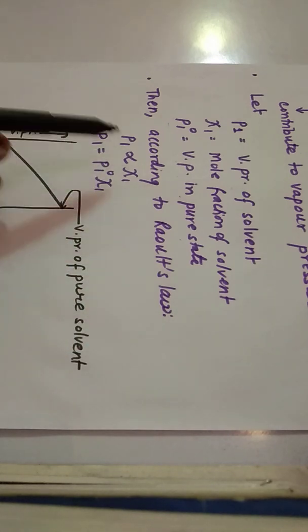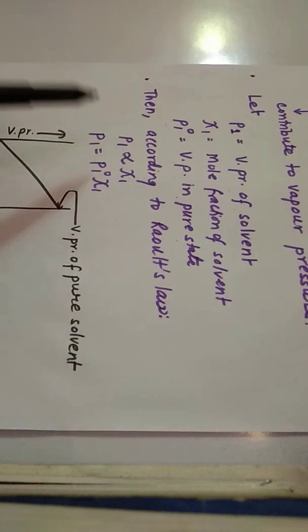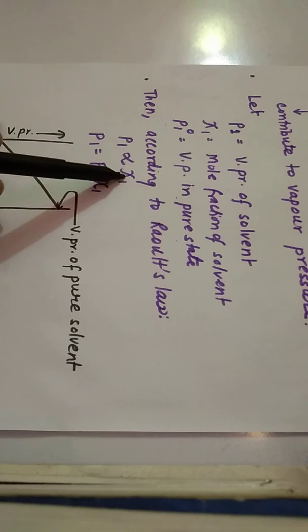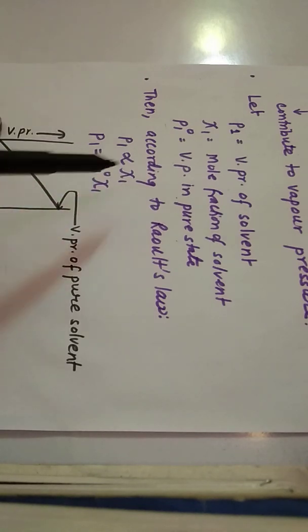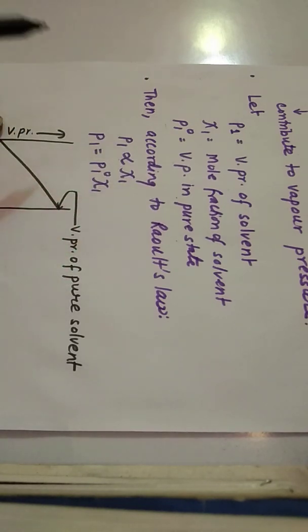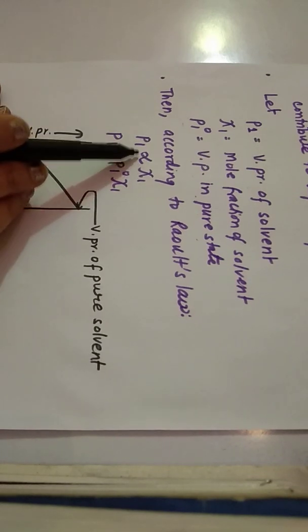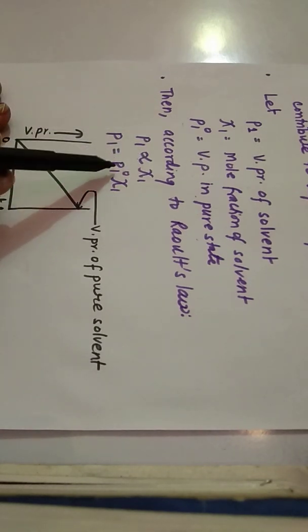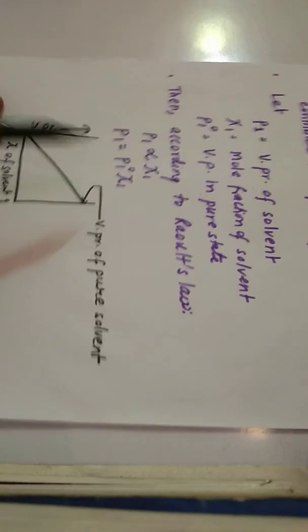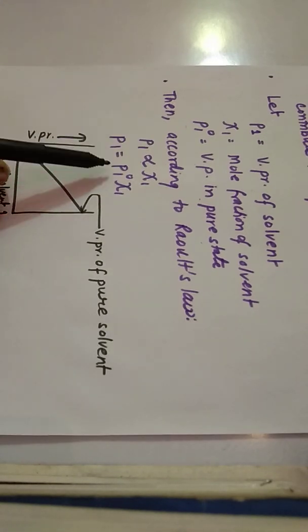So then according to Raoult's law, we have already studied vapor pressure is directly proportional to mole fraction, children. So vapor pressure is directly proportional to mole fraction, and on removing this proportionality we get constant. So P1 is equal to P1 naught and mole fraction of component 1. So P1 is equal to P1 naught X1.